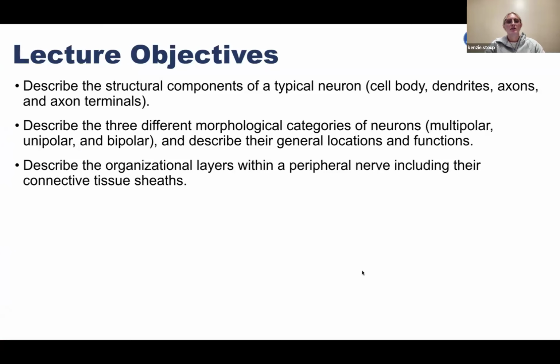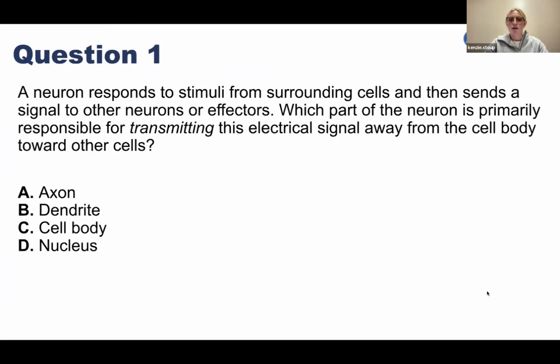These are going to be the learning objectives. You guys can read through those on your own, and then we can go ahead and get started with the first question. A neuron responds to a stimulus from surrounding cells and then sends a signal to other neurons or effectors. Which part of the neuron is primarily responsible for transmitting this electrical signal away from the cell body towards other cells?